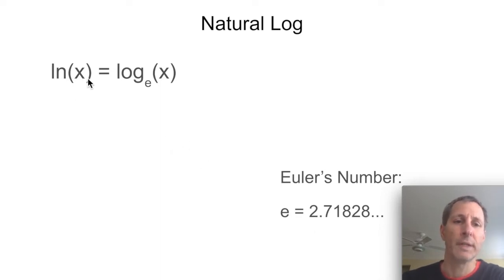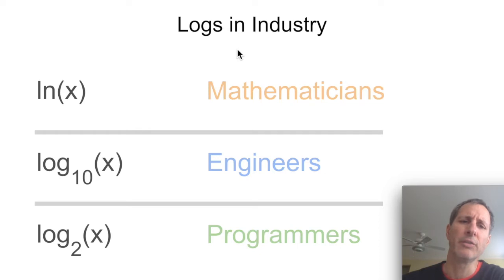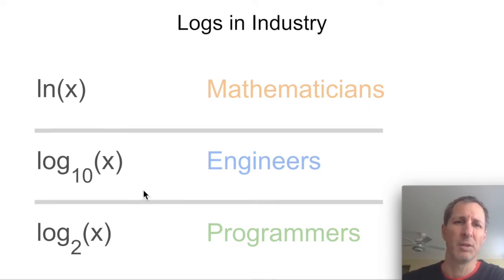So the natural log of x is the same thing as log base e of x. In other words, when you say natural log, you're implying that the base here is e. So when logs are used in industry, you'll typically see mathematicians using log base e, or natural log. That's most common. And engineers most often use log base 10. Programmers or computer scientists like to use log base 2 because everything is binary in computer code. So log base 2 is most common for programmers, but there you go. In industry, that's more or less how people use logarithms.